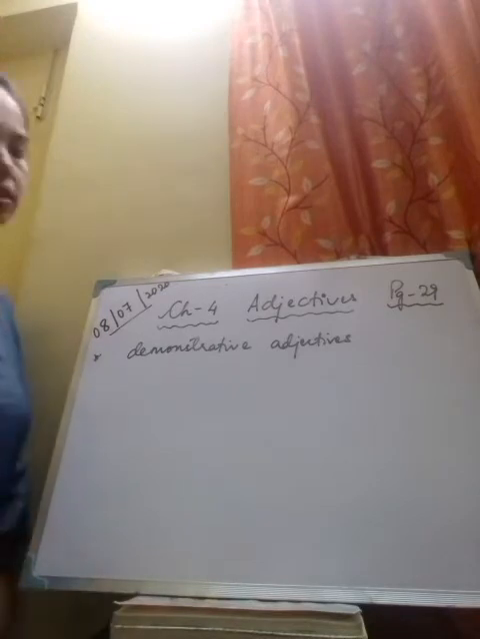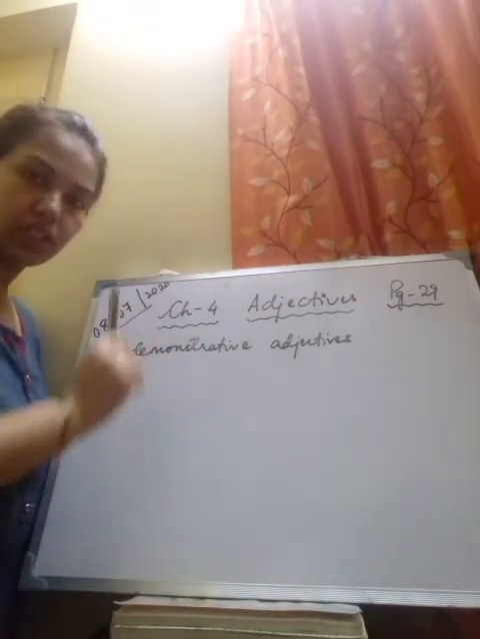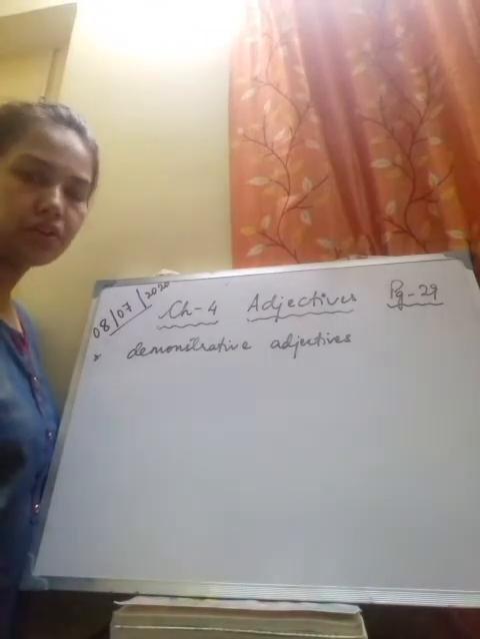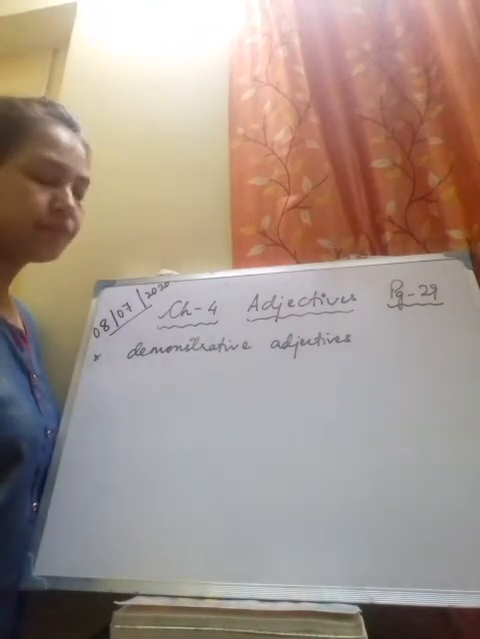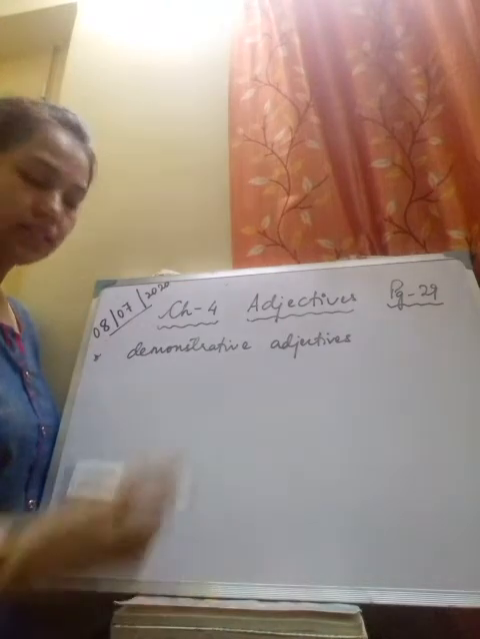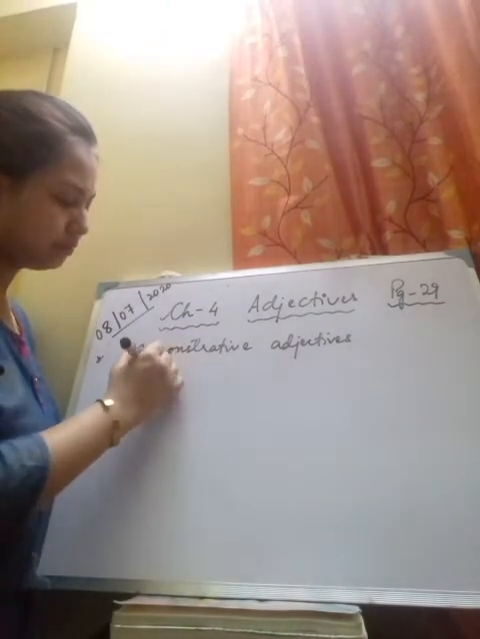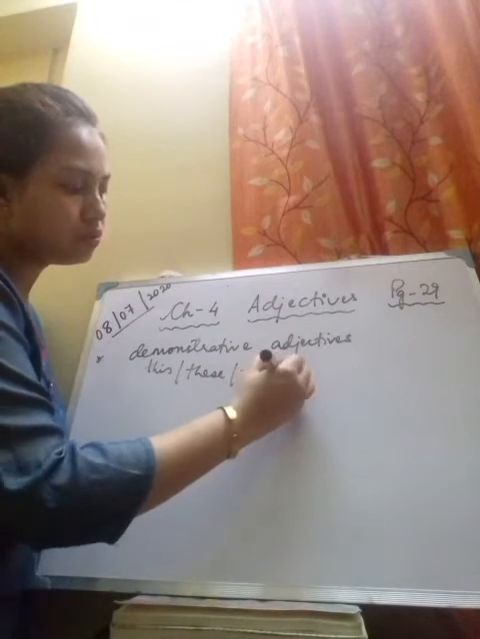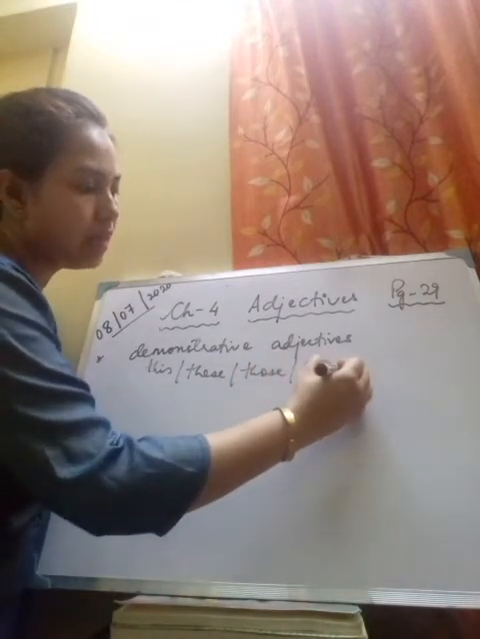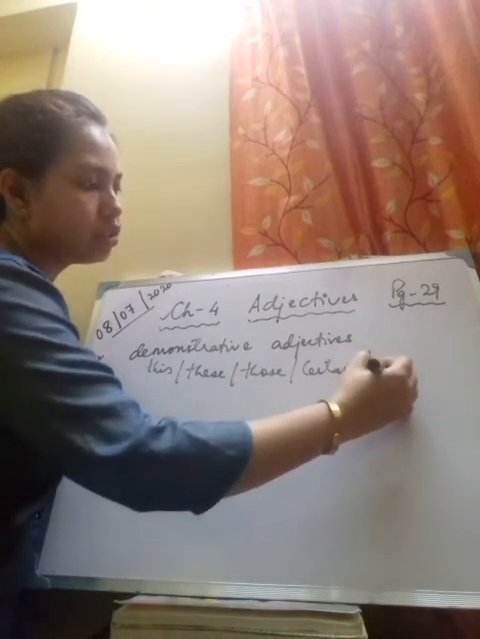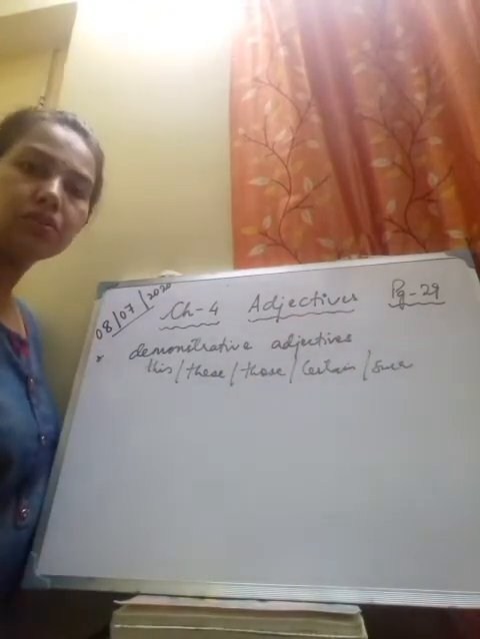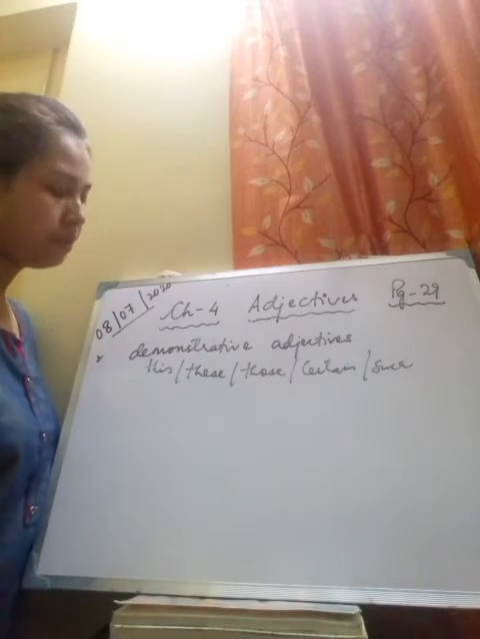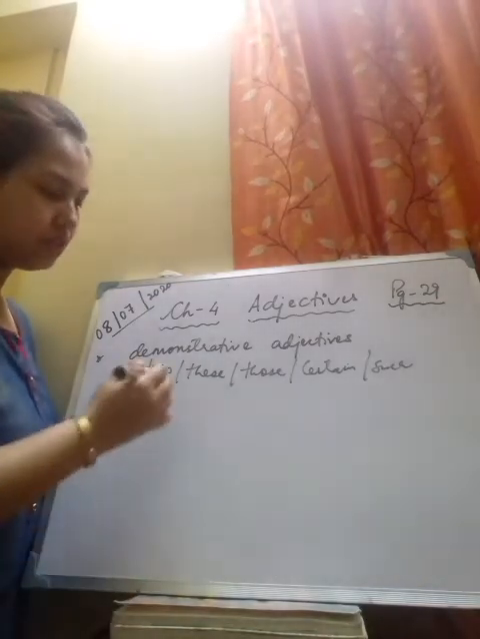Next we have the fourth type, that is demonstrative adjectives. Demonstrative adjectives are those adjectives that point or indicate a noun. Words like this, these, those, certain, such are the words which are used to demonstrate a noun, to point to or indicate a noun. Therefore, these are all called demonstrative adjectives.